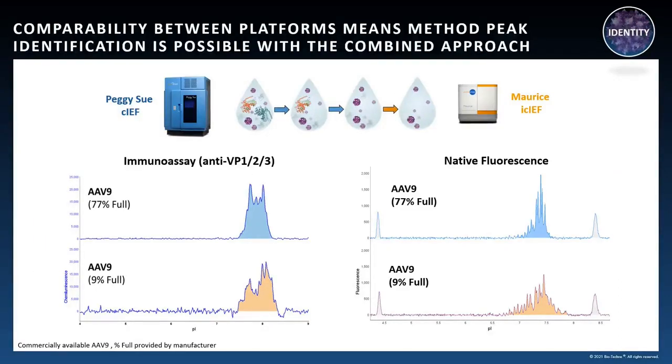Keeping with our theme here, both platforms can again provide similar data for intact particle analysis. Shown here is the same pair of AAV9 full and empty AAVs, shown in blue and orange respectively. As you can see, the two provide similar data with the same overall benefits of each platform for each sample type. Let's now take a closer look at each assay.